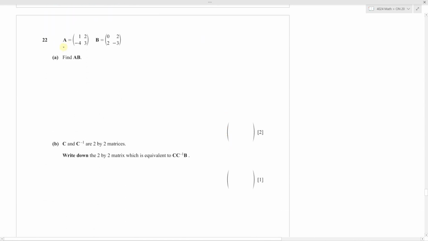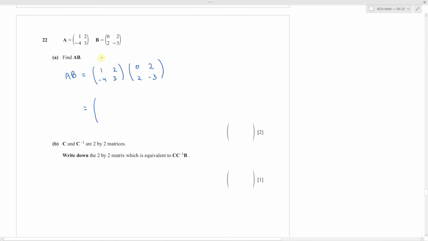Question number 22: you're given two matrices A and B. The first part is find AB. So you have to multiply the two matrices. AB will be equal to A, which is 1, 2, -4, 3, multiplied by B, which is 0, 2, 2, -3. So now let's do the multiplication.